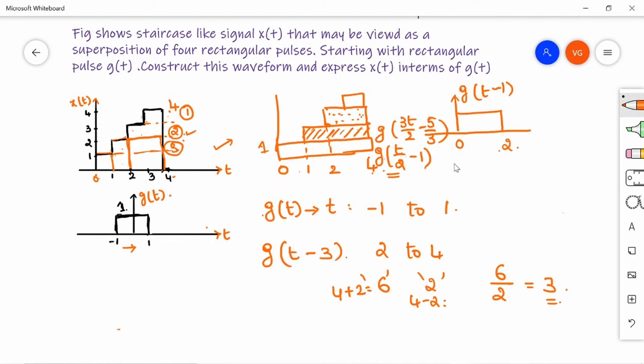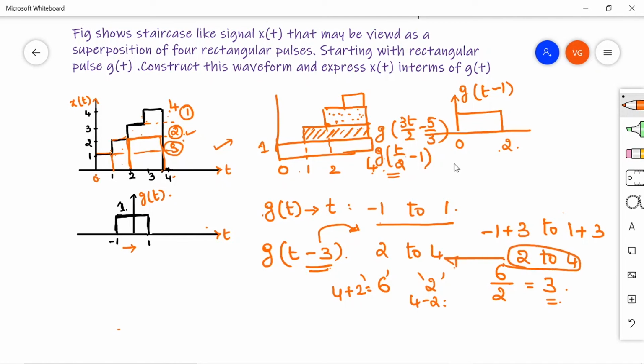So, draw it. If g of t has the range from minus 1 to 1, g of t minus 3 will have the range. Just add plus 3 to this range. So, minus 1 plus 3 to 1 plus 3. How much? So, 2 to 4. Yes, this is the required range. So, no need to scale down the signal. So, the third layer has the signal as g of t minus 3. So, the third layer we got just by shifting the signal by 3 units.